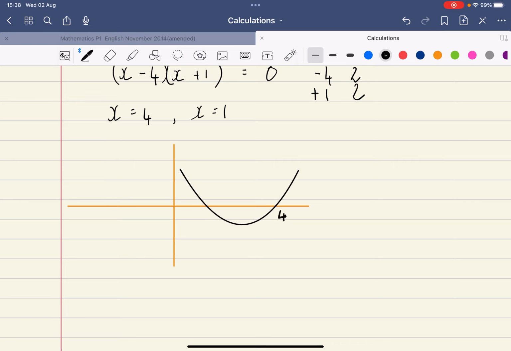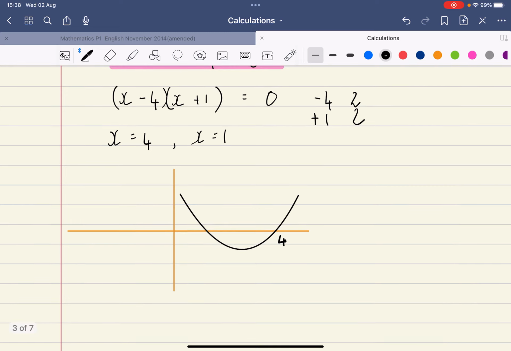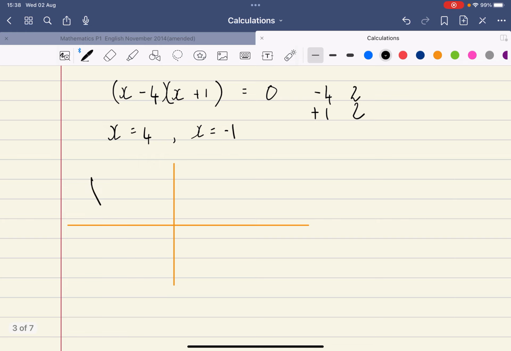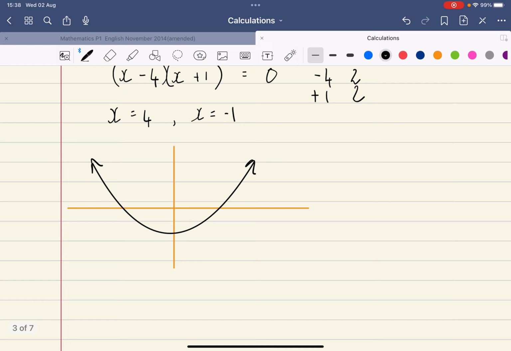4. Oh, I apologize. It's minus 1. I thought that looked wonky. Minus 1. There we go. So our graph will indeed look like this. And then we will have a 4 and a minus 1 for the roots.